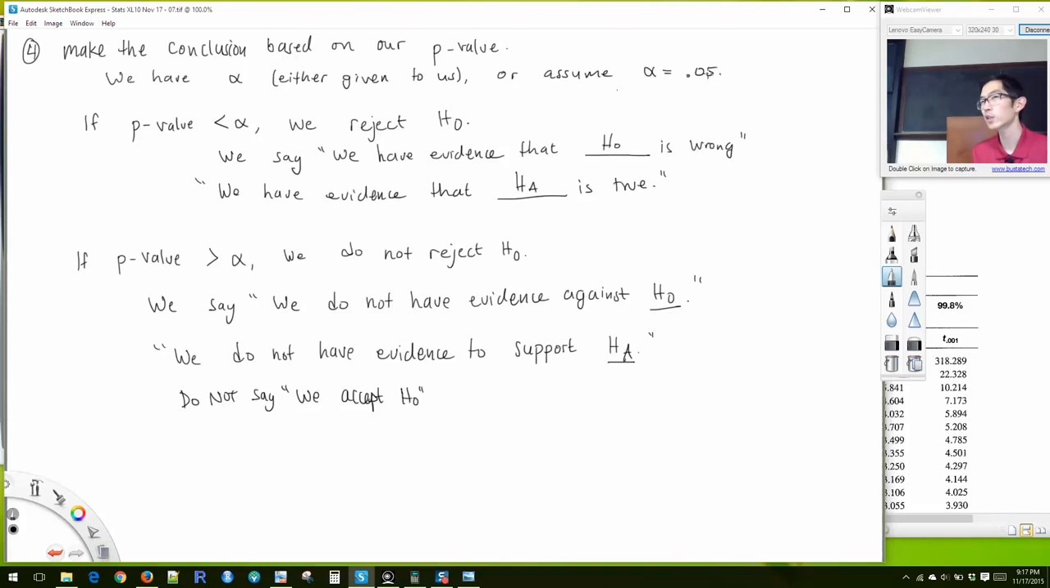I have not talked about type 1 and type 2 error yet, right? That will be next week. This part is also all familiar, because we did this with hypothesis testing.